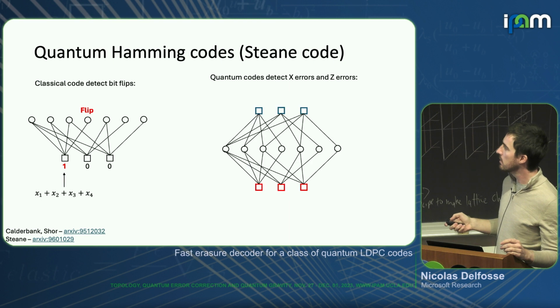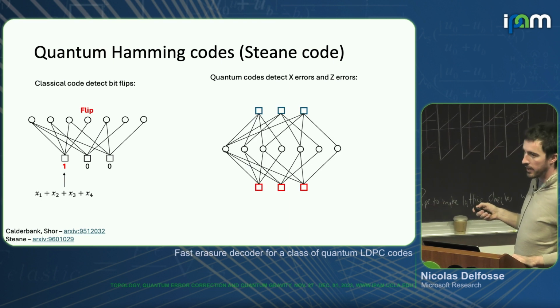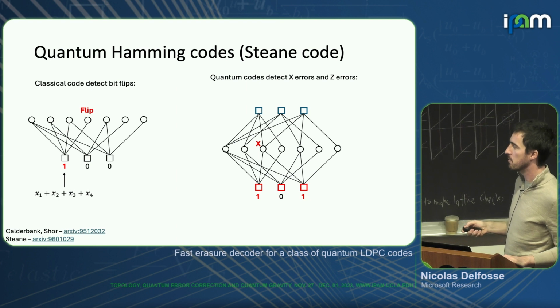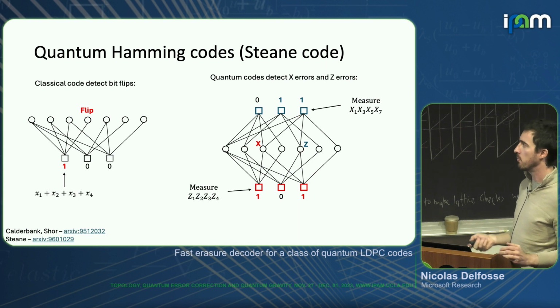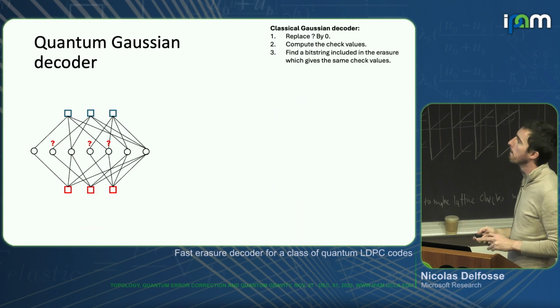In the quantum setting, we saw Dom's examples. We correct X and Z errors with 2 types of checks. So if there is an X error, it's detected by the Z checks, which are measuring a parity operator. So it's basically computing a parity in the quantum setting. We measure either Z, or we measure X to detect Z errors. And it gives us a syndrome. So it's a very similar picture, but there are 2 types of checks.